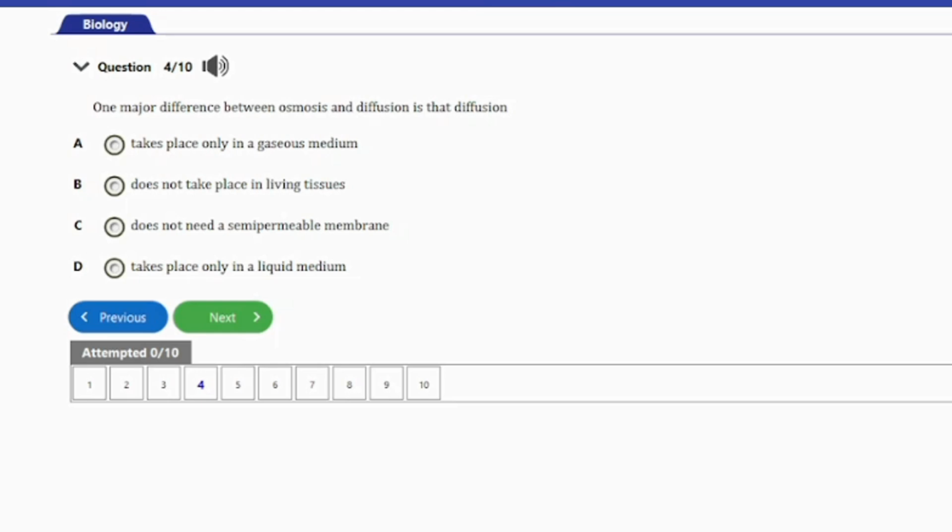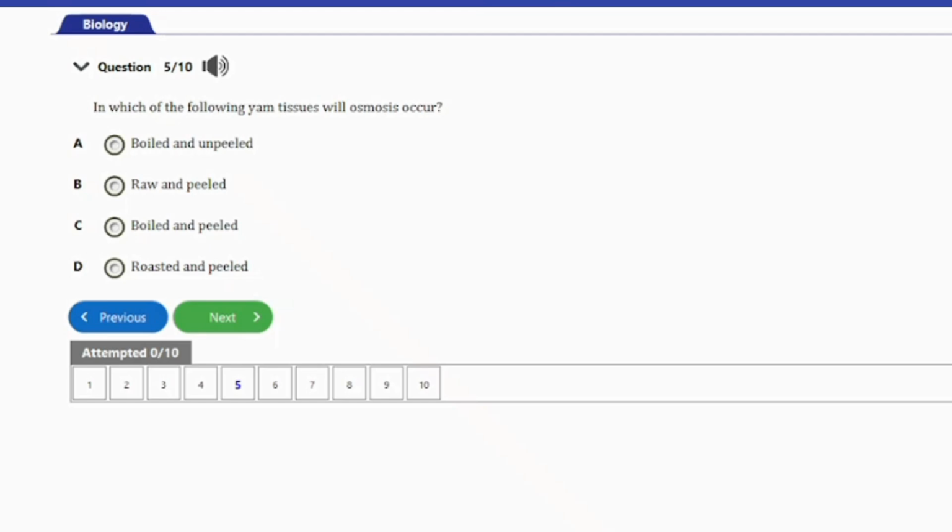Diffusion actually does not need a semi-permeable membrane, but for a phenomenon to be called osmosis, molecules of water have to pass through a semi-permeable membrane. So that's the major difference between diffusion and osmosis. Osmosis requires a semi-permeable membrane, while diffusion does not. And that's it for that question. Let's go ahead and consider the next question.